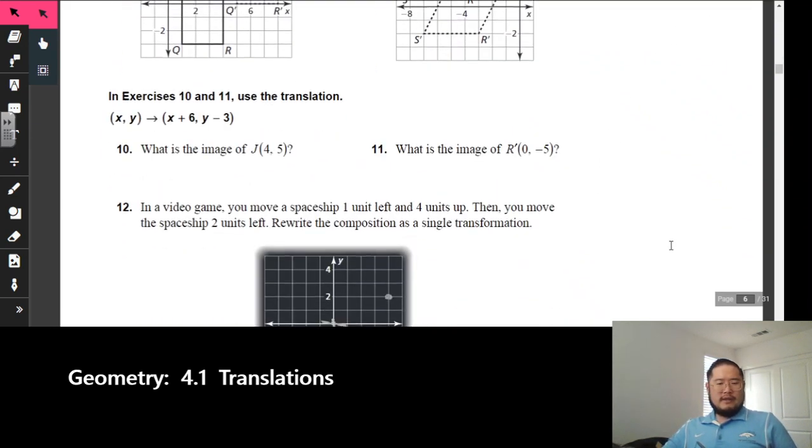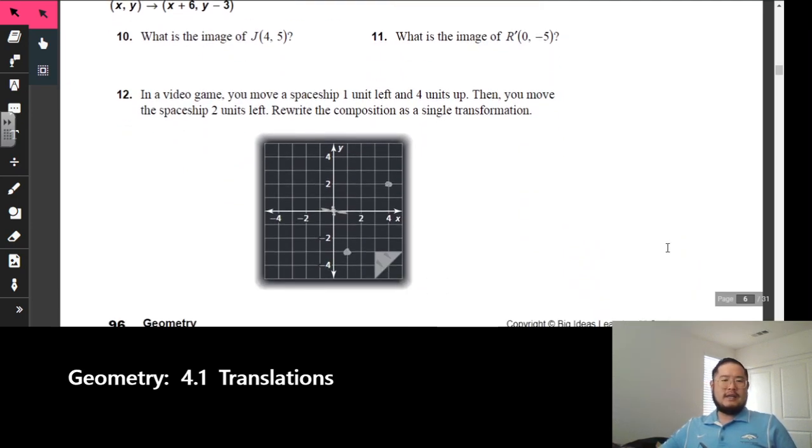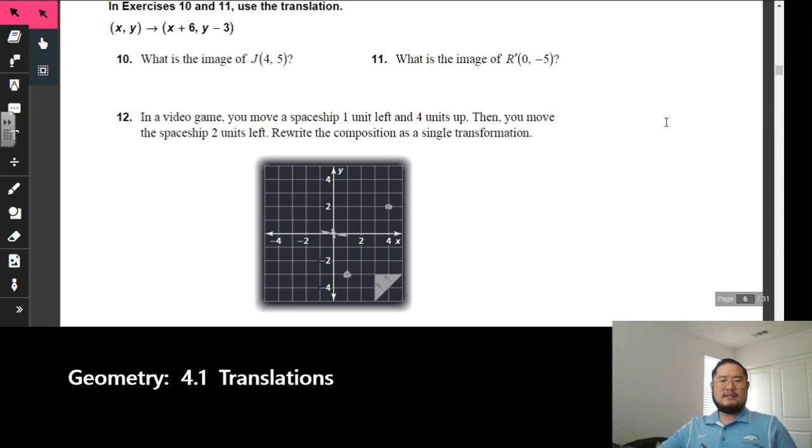All right, let's take a look down right here as we get closer to the end. They tell us that the image in number 10, one of the points is 4, 5. That's where point J happens to be. So what we're going to do is pretty much use the translation right here, just like what we had when we had things in component form, right? Very similar, taking something that's in component form, and they have this equation. So what is the image of J?